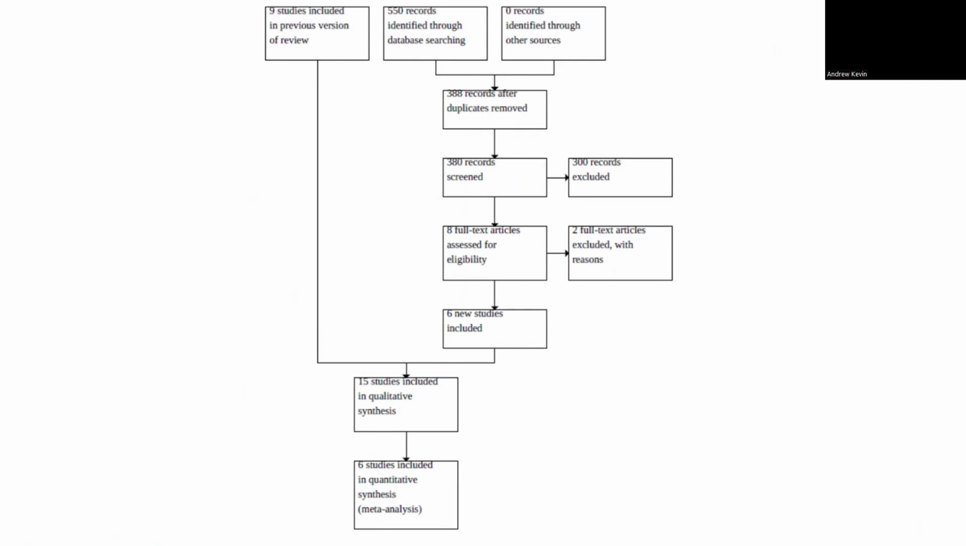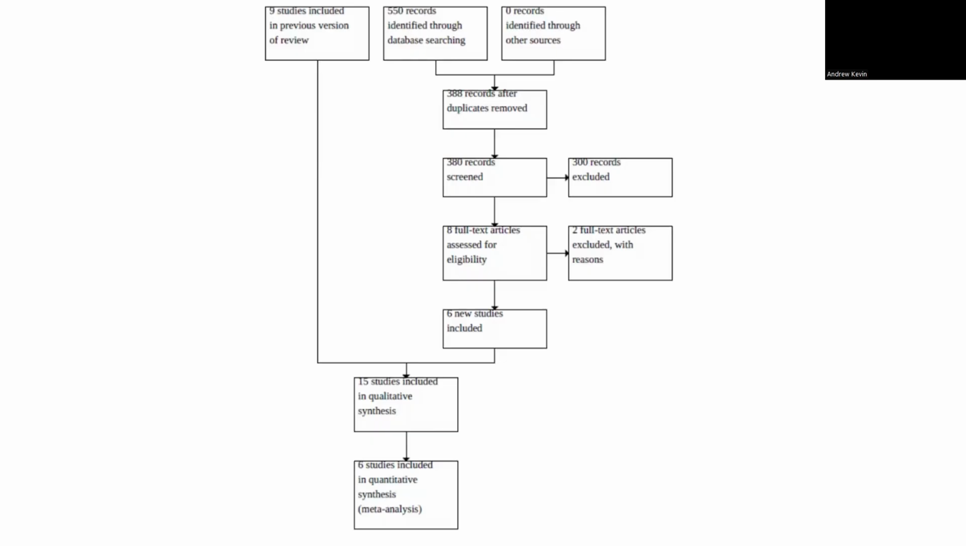This is an update of a systematic review that was first published in 2009, then updated a second time in 2015. This is the third update in 2025. So they have identified a total of 6 new studies, which they have added to the 9 previous studies in the 2015 update.